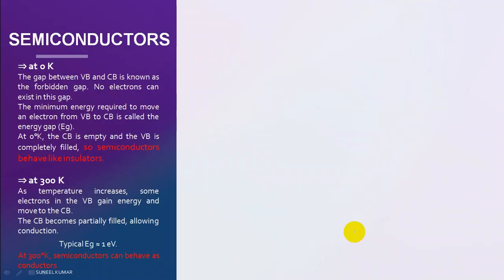Similarly, we can talk about semiconductors. Semiconductor means fourth group atoms except carbon, so basically silicon and germanium are the semiconductors. At 0 Kelvin, the gap energy between the valence band and conduction band is about 1 electron volt. At 0 Kelvin, the conduction band is totally empty. Remember, this is a very important point: at 0 Kelvin, the conduction band is totally empty and the valence band is completely filled.